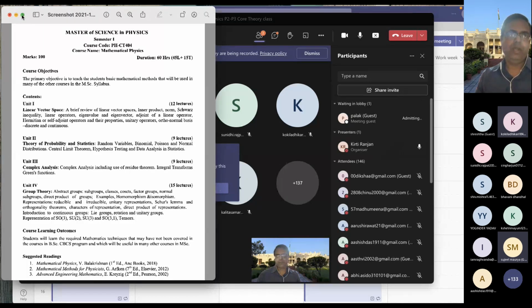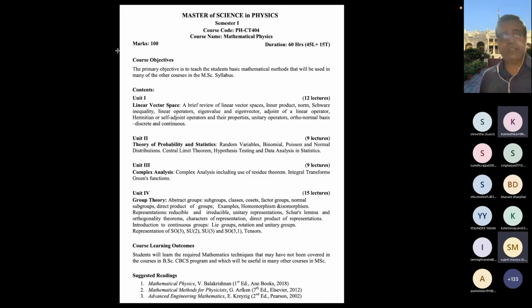Okay, going back. The course is divided into four major or broad units. The first unit is what we call the linear vector space, and this is the unit with which we are going to start this syllabus. Unit 2 is about theory of probability and statistics. Unit 3 is about complex analysis, and unit 4 is about group theory. The number of lectures assigned broadly are also written, so you understand slightly the weightage of the units on the basis of the number of lectures assigned here.